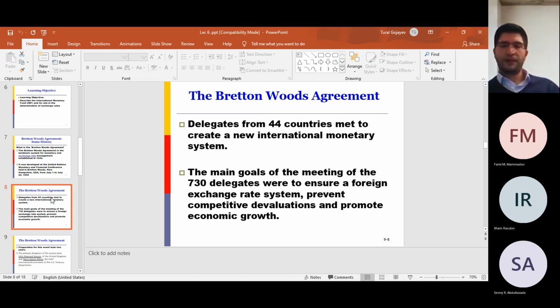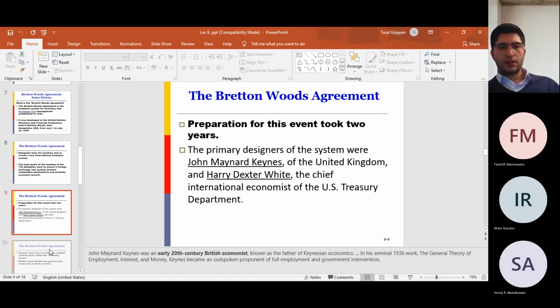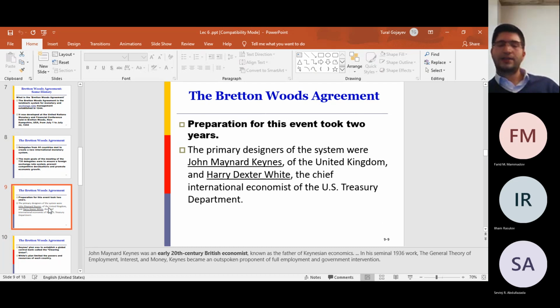These are also objectives or goals of the IMF. So, to prevent competitive devaluations, to promote economic growth in the member countries, and also to ensure a foreign exchange rate system to sustain stability in their economic system, etc. So preparation for that conference took 2 years. That's quite important. That's why I'm talking about it.